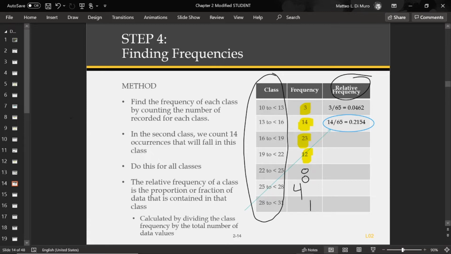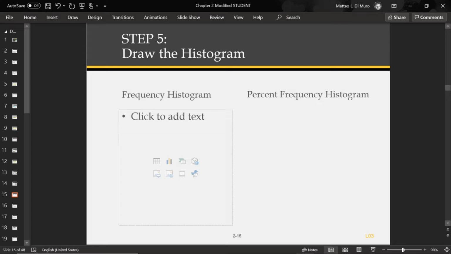Now, the relative frequencies don't necessarily show up on the histogram, okay? But I'm just going to do the fraction. So 23 divided by 65, 12 divided by 65, 8 divided by 65. You get the idea. Sometimes it might ask you questions about that, sometimes it might not. All right, now we can actually go ahead and draw our histogram.